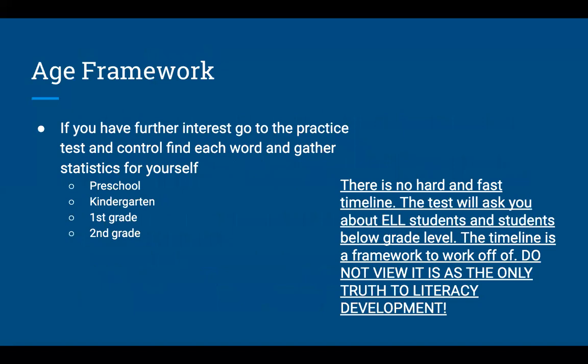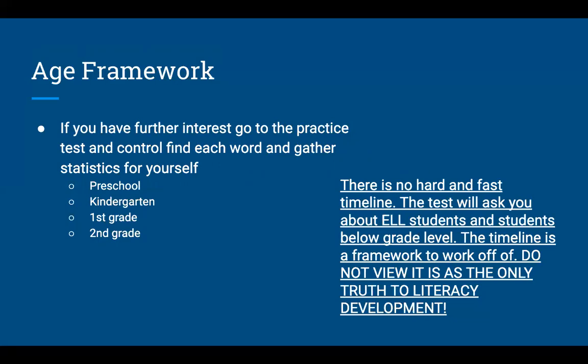So if you do have further interest, and that's just a really concerning area to you, an option for you would be to go to the practice test and control find, or write down a list, tally up all the students in different grade levels and what they're working on. That wouldn't be extremely useful for your time, because like I said, you never know if you're going to come across an English language learner or a student that's developing below grade level or has really great comprehension skills. But if you are really curious about that framework, you can control find all those different words on the practice test and see what those questions relate to.